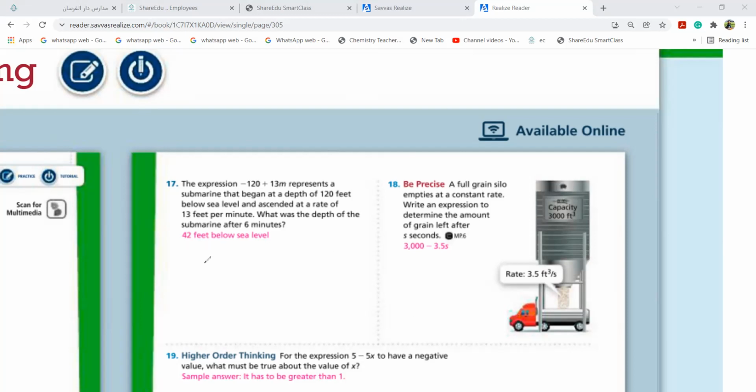Yes, sure. Now see, minus 120 plus 13, and m means 6, plus below sea level.